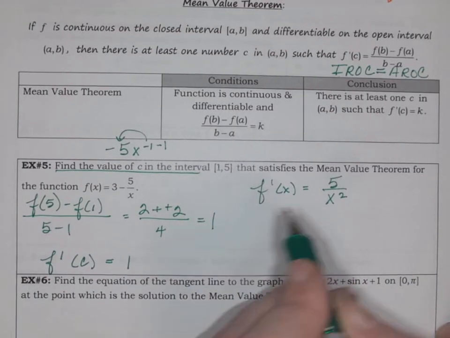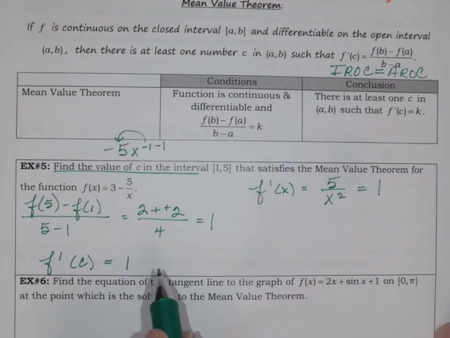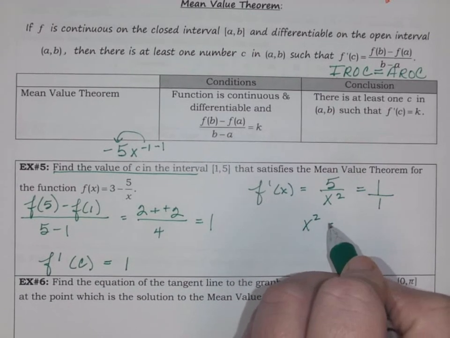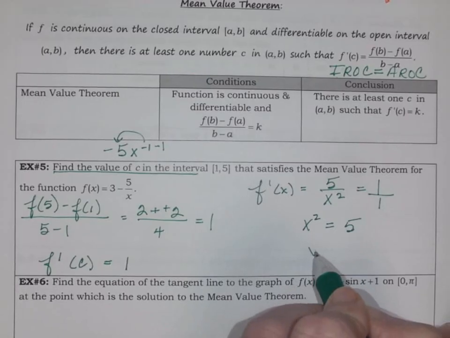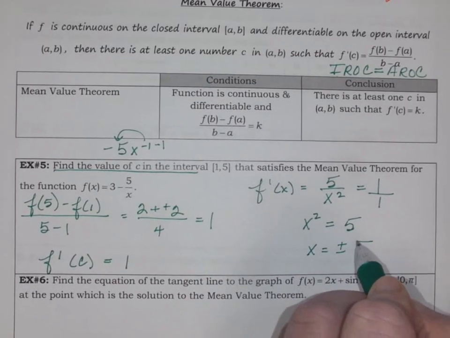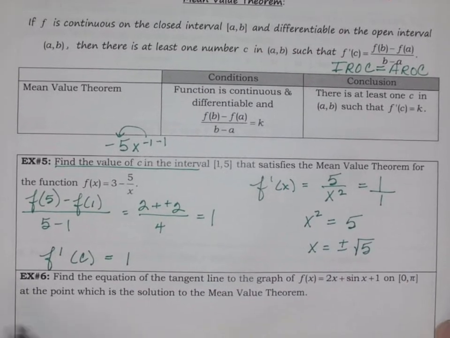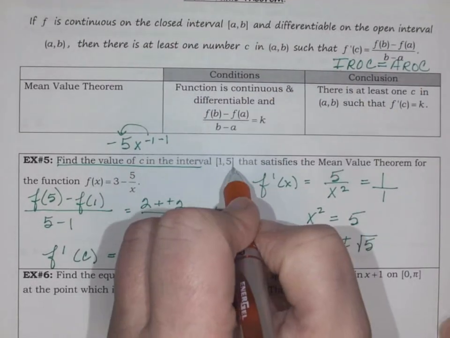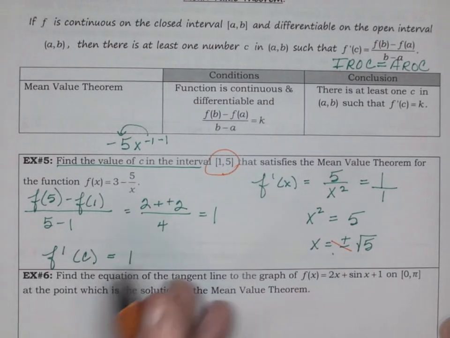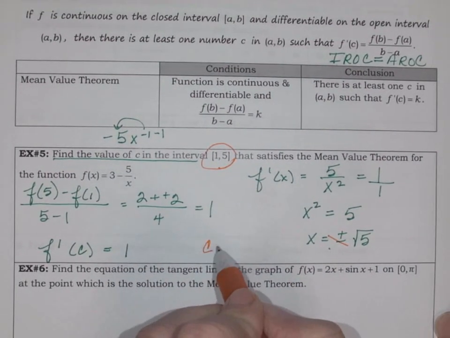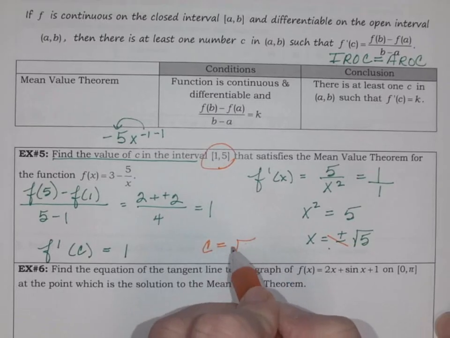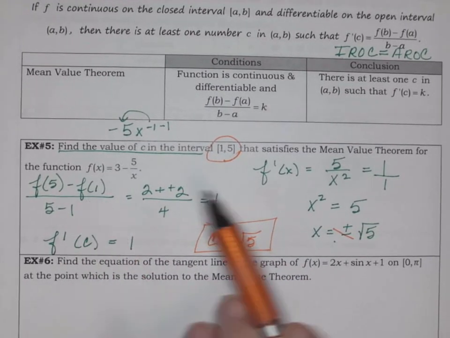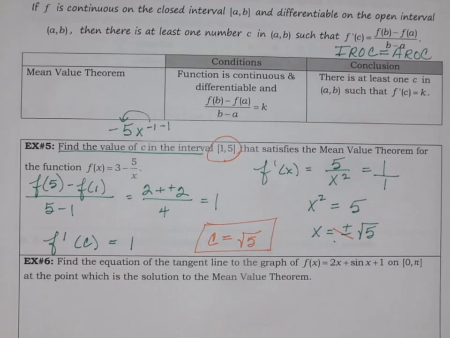Okay, so we want that average rate of change to be equal to 1. Well, I'm going to make it fraction over fraction and cross multiply. So that gives me x squared is equal to 5. So x is equal to positive or negative square root of 5. Now, both of those are not our answer because we have to be in the interval 1 to 5. So the negative goes away, and so our answer is that the c value is equal to square root of 5. Okay, so it's just average rate of change equals derivative, instantaneous rate of change.